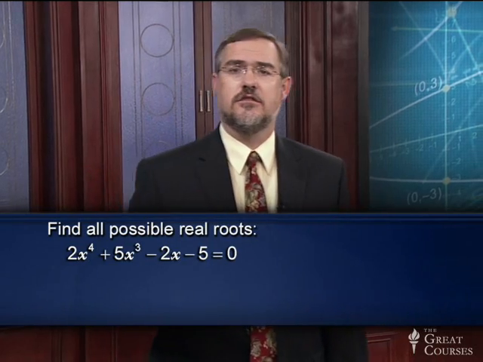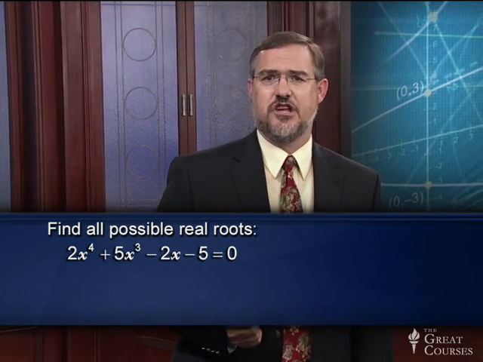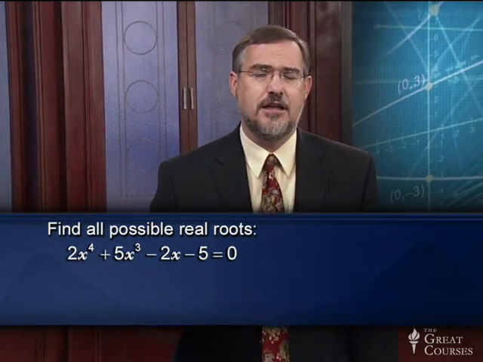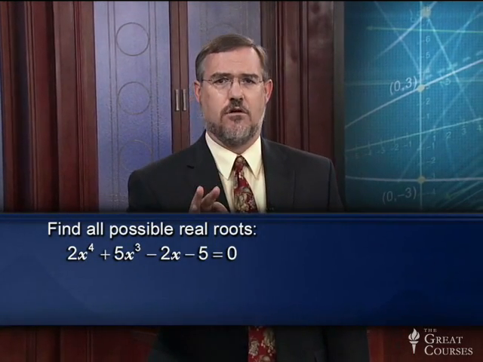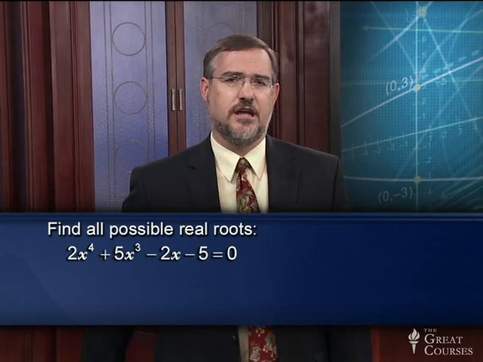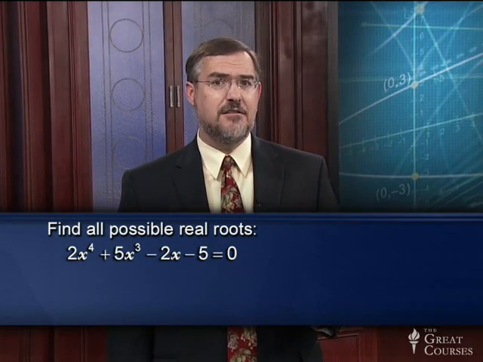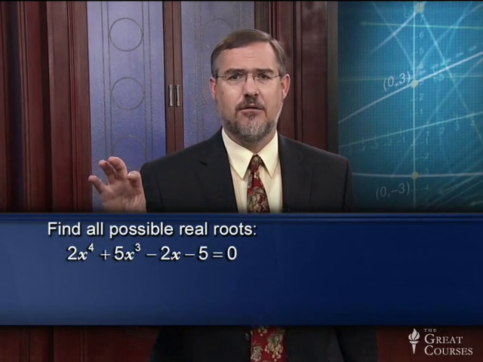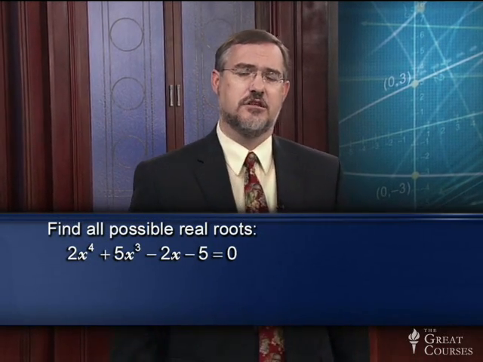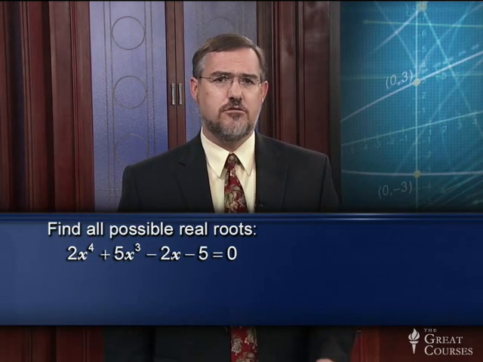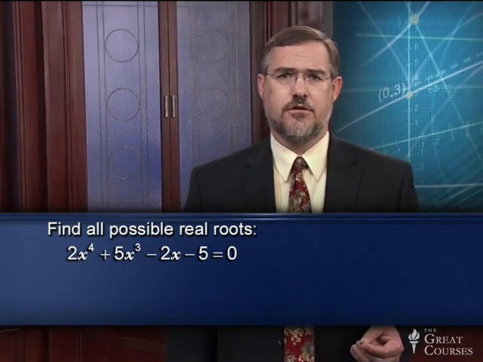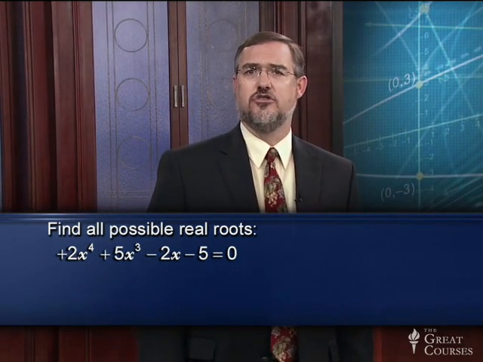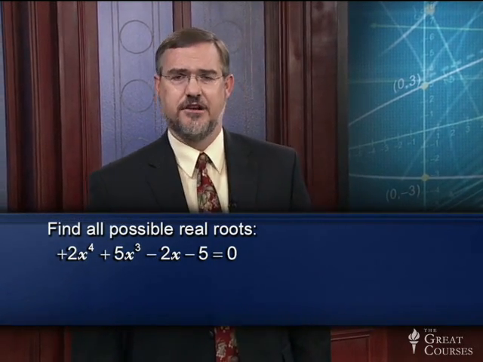Okay, let's look at the number of sign changes in the original polynomial thanks to Descartes' rule of signs. Remember, you've got to have that polynomial in standard form. Thankfully, I wrote this one in standard form for us. If it hadn't been, you'd have to rearrange the terms until the highest power term was in front, and then the rest of them descended from there. So the original polynomial is 2x to the 4th, that's positive 2x to the 4th, plus 5x cubed minus 2x minus 5.